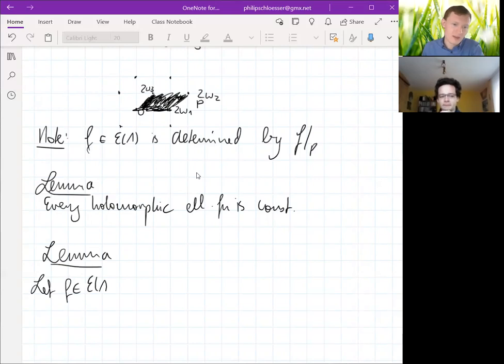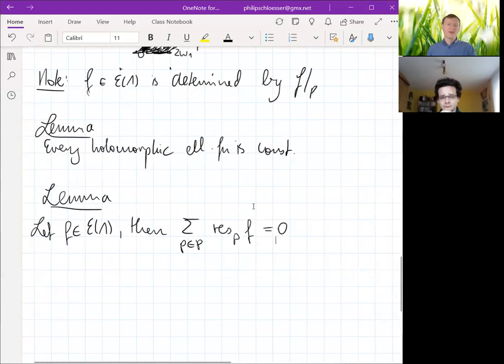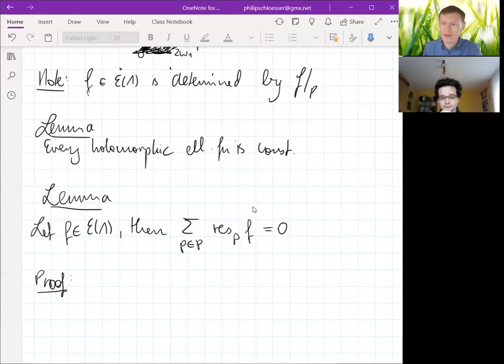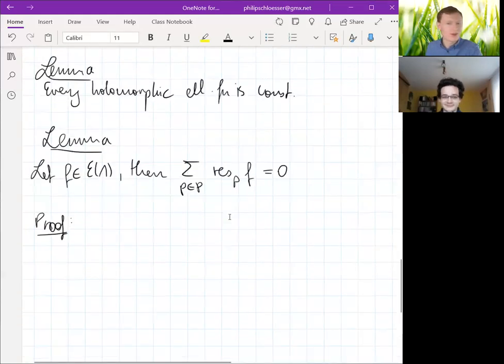Let f be an elliptic function. Then the sum of the residues on P is 0. And the proof for this one is actually quite funny. So I'm going to do it a bit. It's also a funny statement. Yeah, the proof is actually very easy.